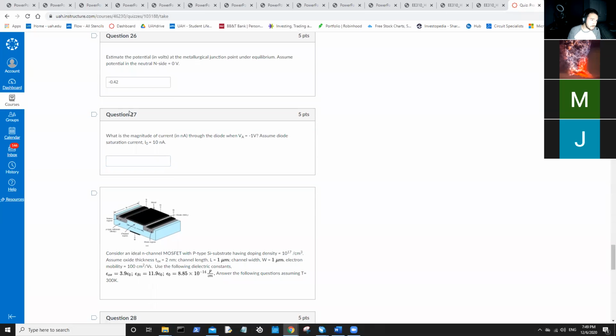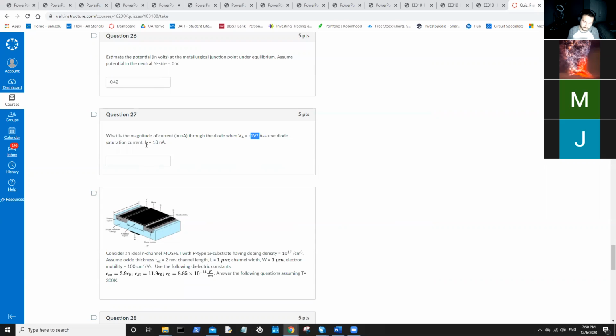And then lastly, question 27 is, what is the magnitude of current in nanoamps through the diode when VA is equal to negative 1 volt? There's a really easy formula for this. It is J, and it actually calculates current. Here's something a little wacky. He's asking what is the magnitude of current in nanoamps through the diode, but what he's really asking is the magnitude of the current density, because everything here is with regards to centimeters squared. We're not asking about the total current through the system. We're asking with respect to a certain area, which is why it's the current density.